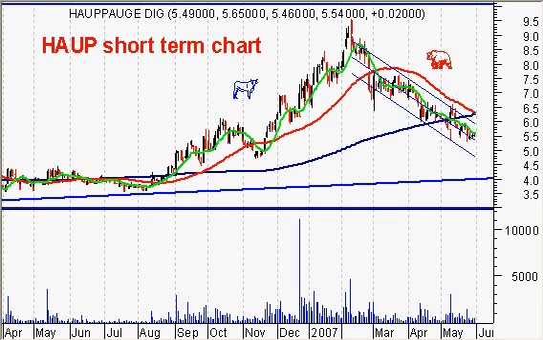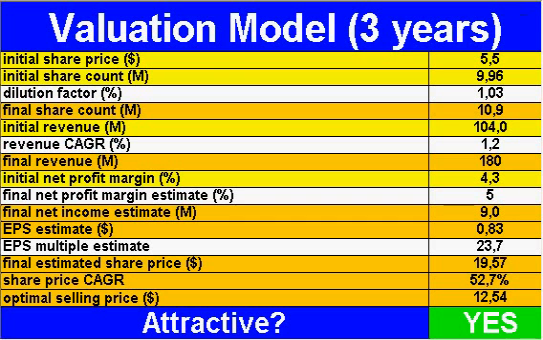As for the fundamentals, checking my valuation model, we have the stock now at 5.5, initial share count 9.96 million shares. I consider there will be about 3% dilution a year. That has been the case for the past 4 years or so, so we'll get about 10.9 million shares in 2009.